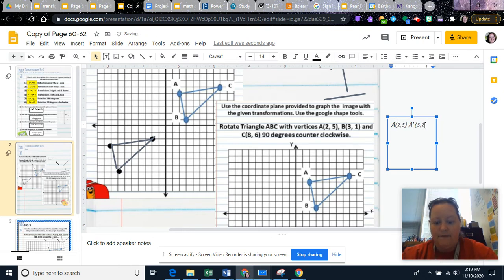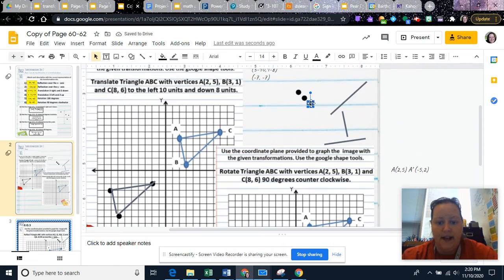And then the next thing I'm going to do is decide which thing needs to have the negative. So again, if A is going to come over here, since it's 90 degrees counterclockwise, so I'm going opposite of a clock. If A is going to be over here, my first coordinate needs to be negative and my second coordinate needs to be positive.